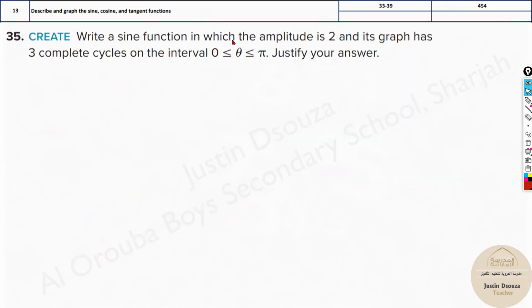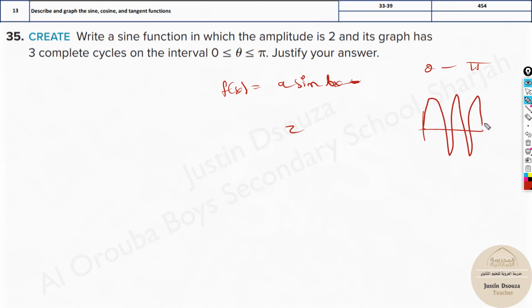And here we have: write a sine function in which the amplitude is 2 and its graph has 3 complete cycles on the interval 0 to pi, and justify your answer. So let's do the same thing. Sine function, so we know f of x will be a sine bx plus k. But here, they have not mentioned any height or starting point, so let's just keep it this much. Amplitude is 2, with 3 complete cycles in the interval 0 to pi. Within 0 to pi, you can draw 3 complete cycles.